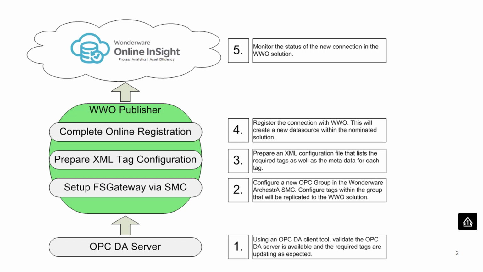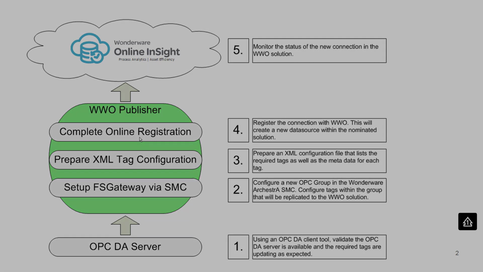Then what we'll be doing is configuring an XML document that will define the tags that we wish to push through the publisher. And once we've got that document set up properly, we can put that into the publisher, and then it'll take us through to the online registration, where we then declare which solution we're pushing to and giving that data source a name.